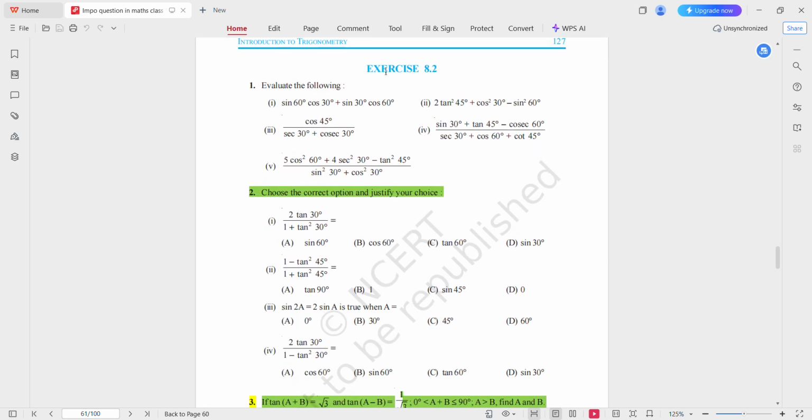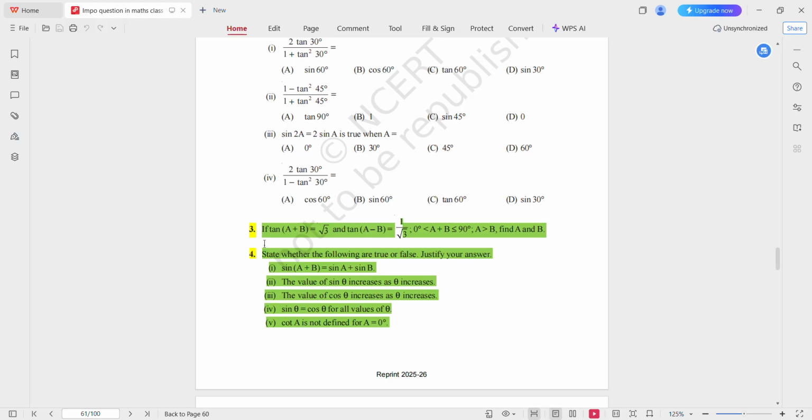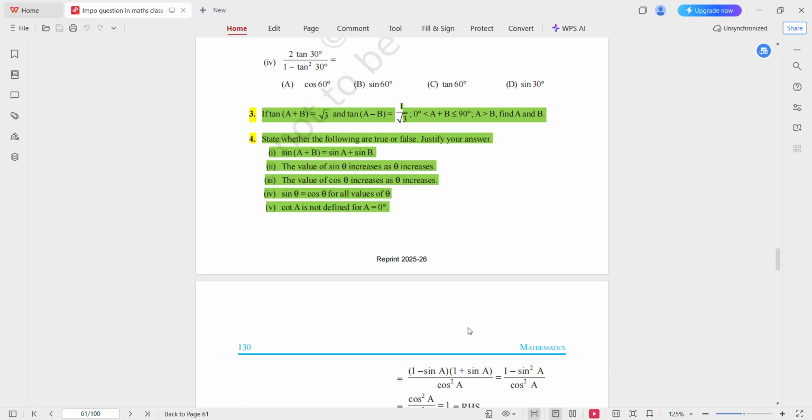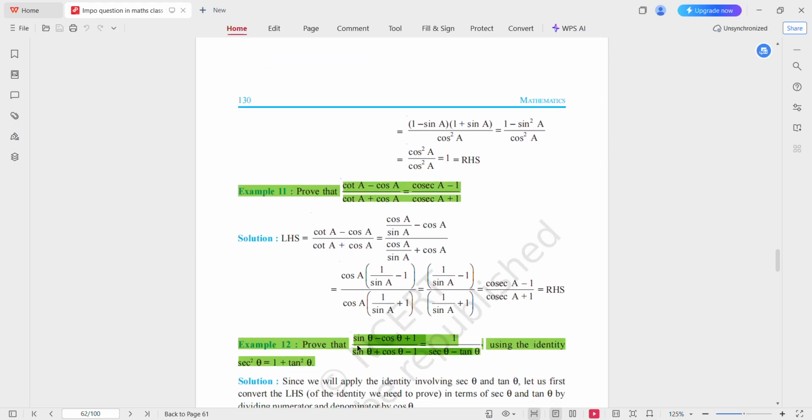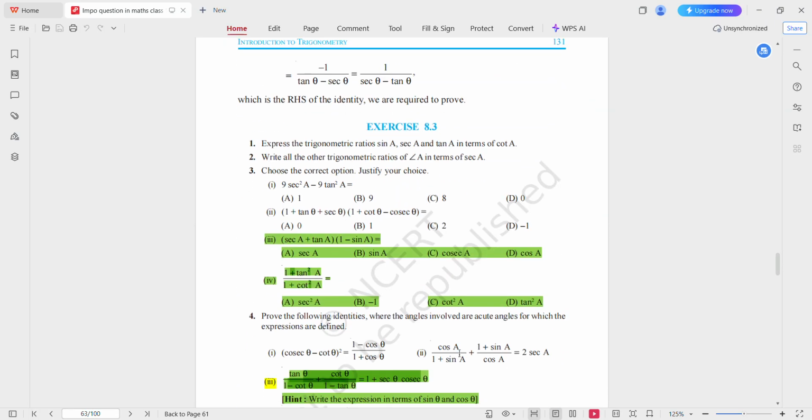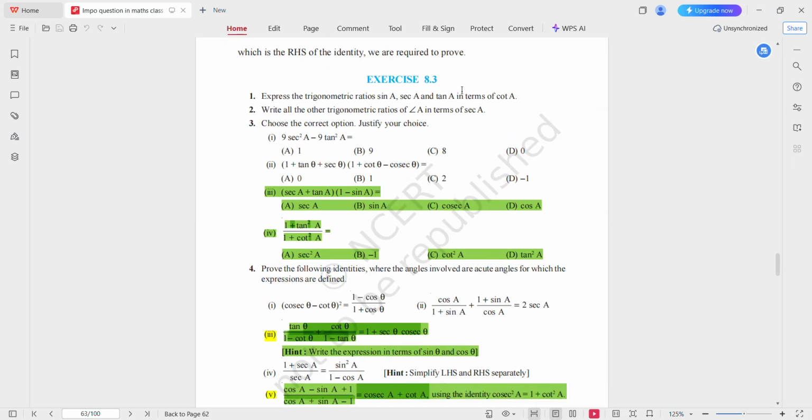And coming to exercise 8.2, second question, all the subdivisions are important because they will be asking MCQ kind of questions from here. Practice them. Third and fourth question is very much important. Higher precedence should be given to these questions. Example 11 and 12 is important. In exercise 8.3, from the third, to be honest, all the questions are important, but third and fourth subdivision is very much important.